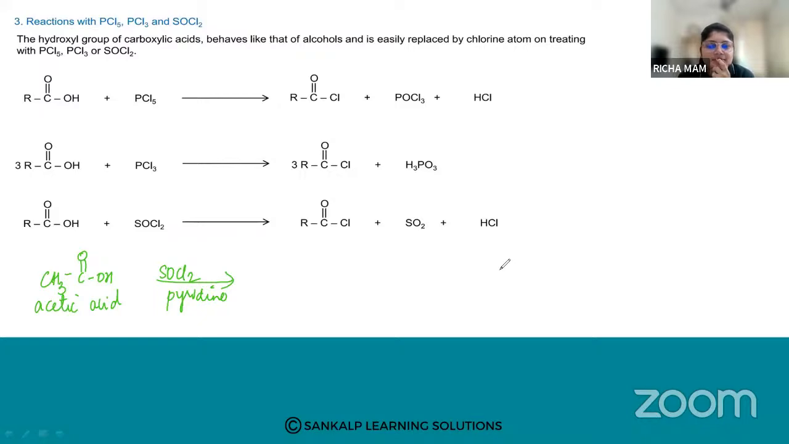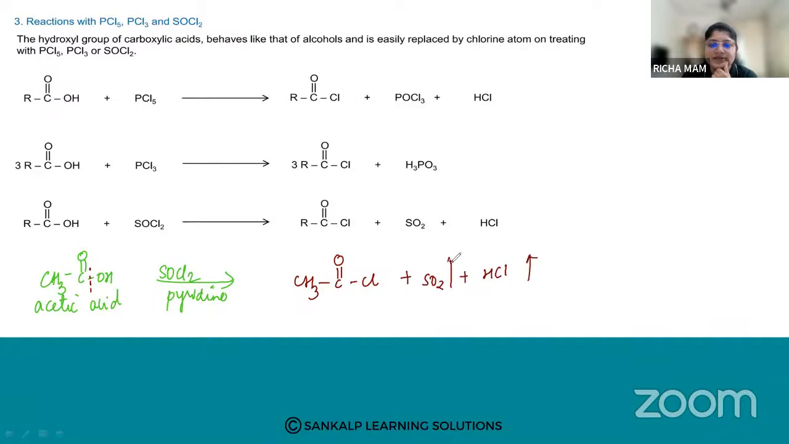What will be my product, students? Thionyl chloride, in the presence of acetic acid. So what will happen? Only your OH group will be replaced. So you will get CH3 C double bond O Cl. Your OH group will be replaced by Cl, plus SO2 gas and HCl gas will be liberated.